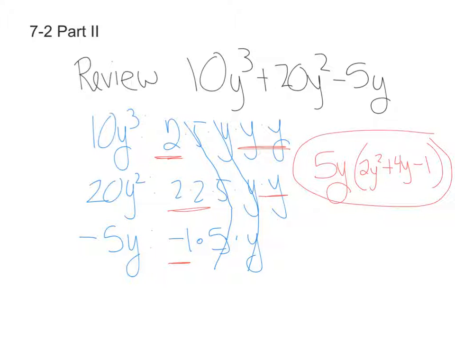We found the GCF, which was 5y. That goes on the outside, and then all of the leftovers go on the inside, and that's our final answer. We can check our work with distributive property.